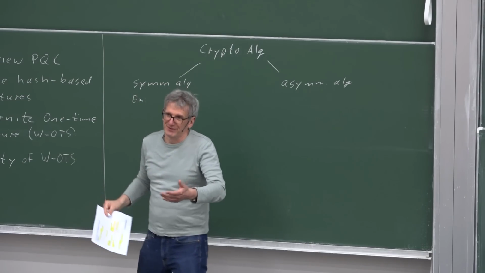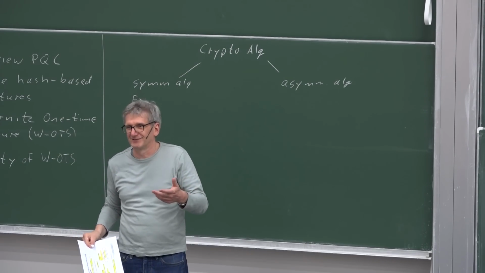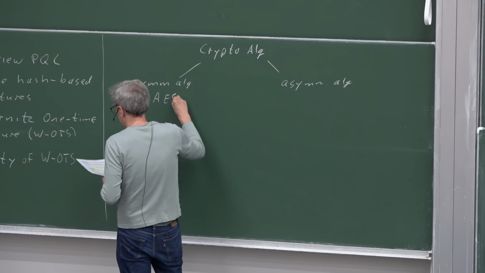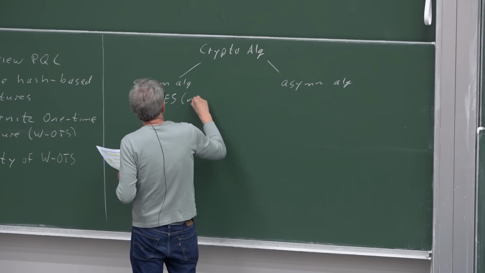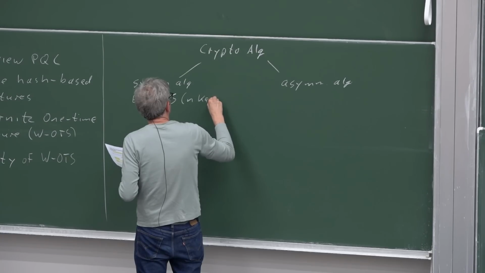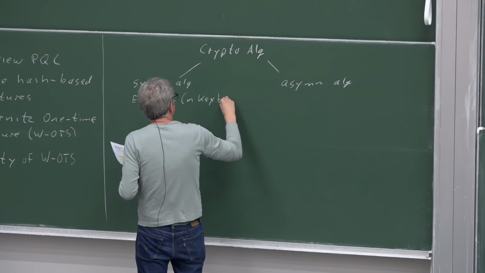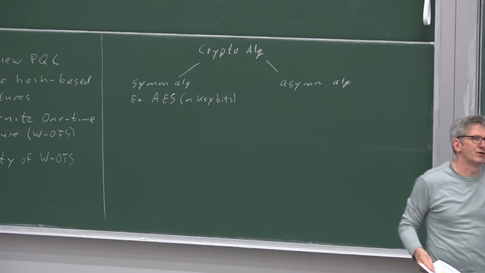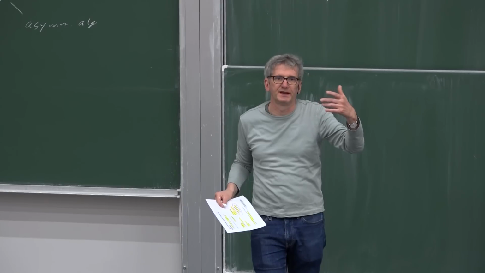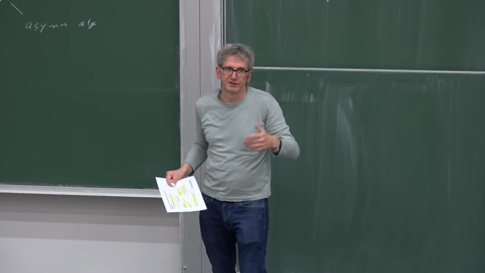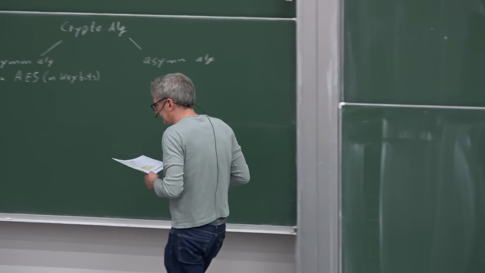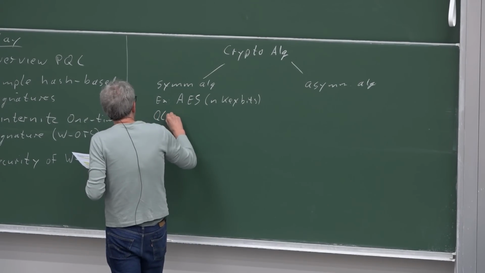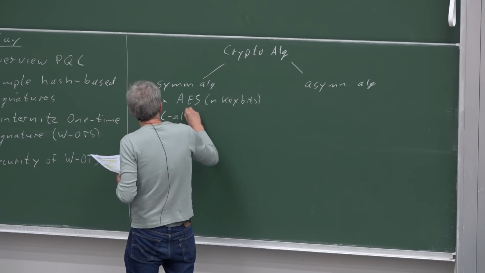So symmetric ciphers, what's a good example? What is the most popular symmetric algorithm? AES. AES with n key bits. We need n in a minute. And n is nowadays, in all the ciphers, kind of the same. You run them either with 128 or 256 bits. Here's a quantum computer attack against AES.